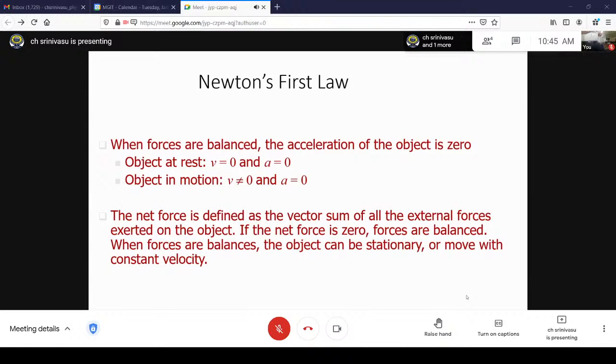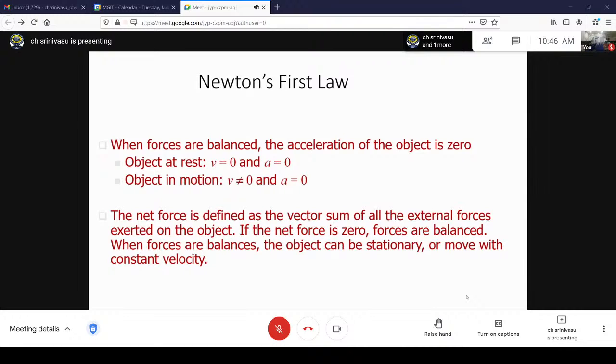The net force is defined by the vector sum of all external forces which are acting on the object. If the net force is zero, the forces are balanced. When the forces are balanced, the object can be stationary or it can be moving with constant velocity. Let me repeat once again. The net force is defined as the vector sum of all the forces acting on the object, and if it is zero, the forces are balanced.